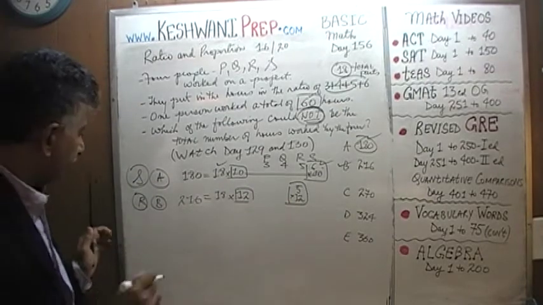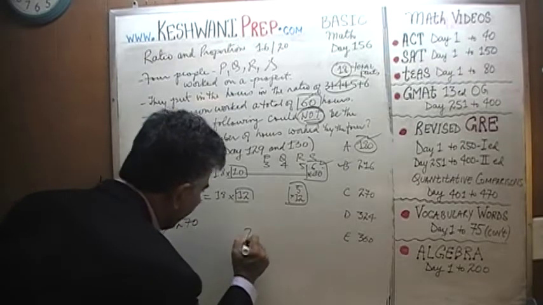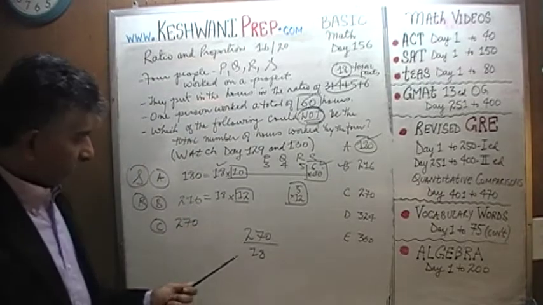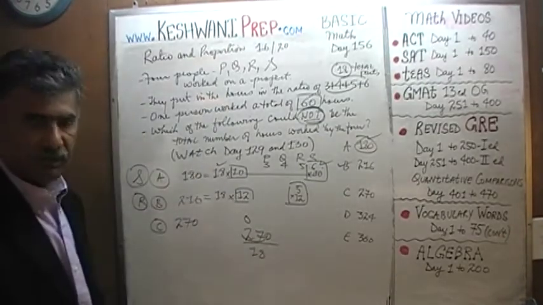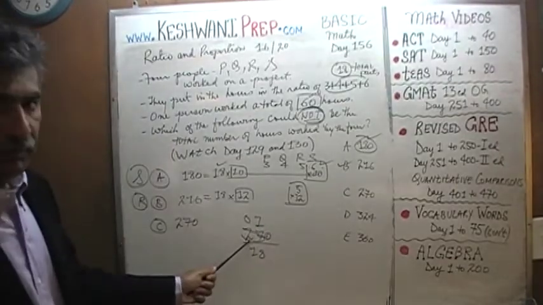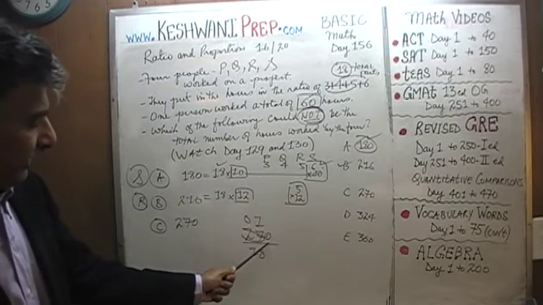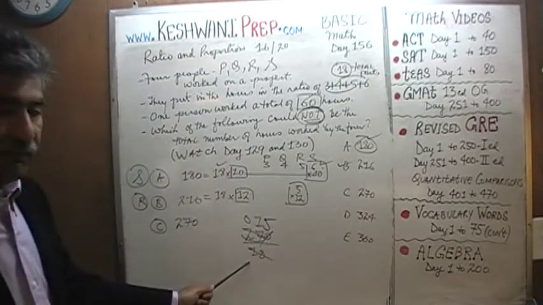Let's look at answer choice C. Answer choice C says 270. Let's divide 270 by 18. How many 18s in the 2? 2 has no 18. That 2 goes and joins the 7, becomes 27. 27 has 1 18. Once you take away 18 from 27, we have a remainder of 9. 9 goes and joins the 0, becomes 90. And 90 has 5 18s.